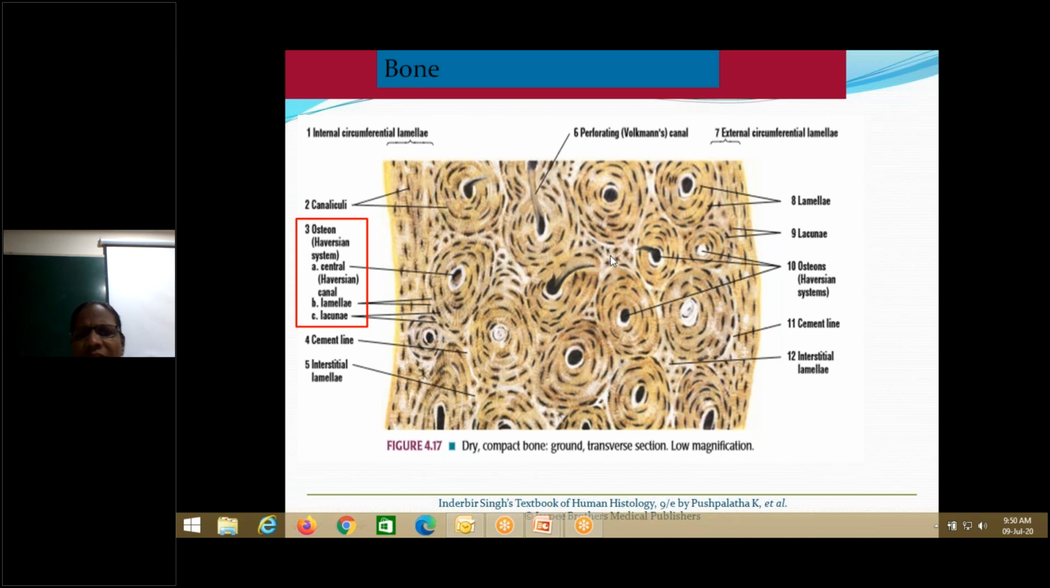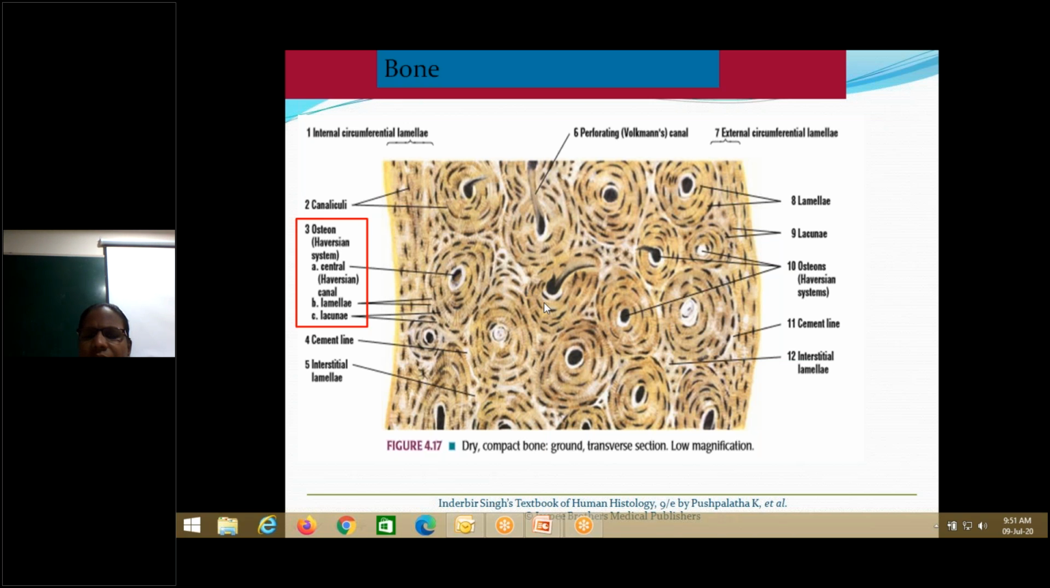In the discussion, they will ask you what the components of bone are, or the different types of cells you see in bone. I will go through it briefly. The different types of cells you see in bone are: first, osteoprogenitor cells; second, osteoblast cells; third, osteocytes; fourth, osteoclast cells. Study the cells and what function each cell performs.